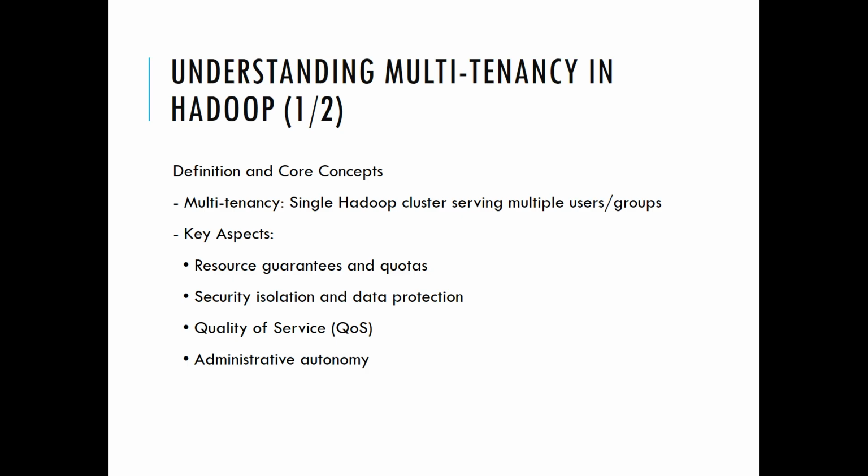Second, security isolation and data protection. This is paramount. It involves ensuring that tenants cannot access each other's data without explicit permission, safeguarding sensitive information through mechanisms like authentication and encryption. Third, quality of service, or QoS. This involves managing and prioritizing cluster performance to meet the specific performance and latency requirements of different workloads and tenants. And finally, administrative autonomy. This allows tenants to have a degree of self-service and control over their own allocated resources without needing constant intervention from the central cluster administrators.